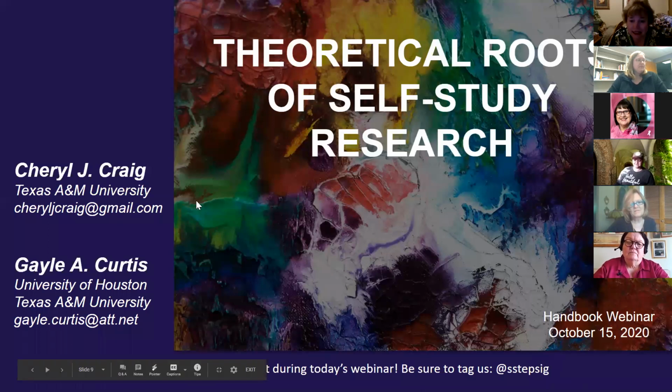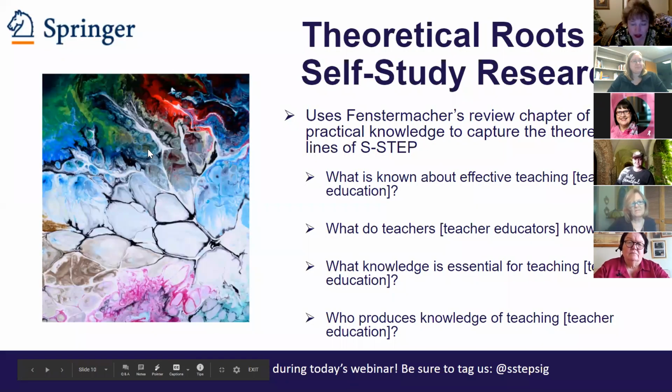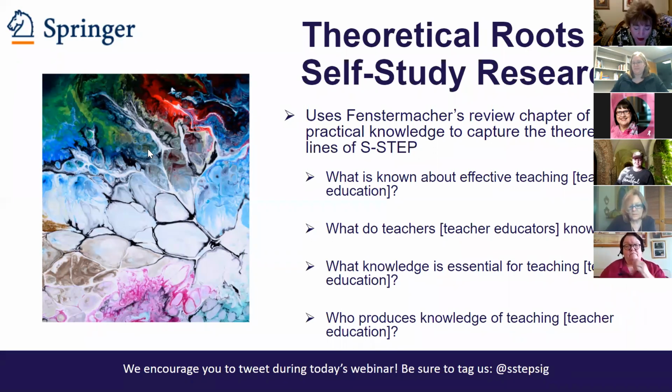What we did was we started to look at the theoretical roots of self-study. Prior to that, we looked at conceptualizing the theory-practice relationship. We looked at a brief history of teacher ed. We did deep roots. And then we started to work into the Fenstermacher chapter, but then we retold it. And I think that's the most interesting part of our review.